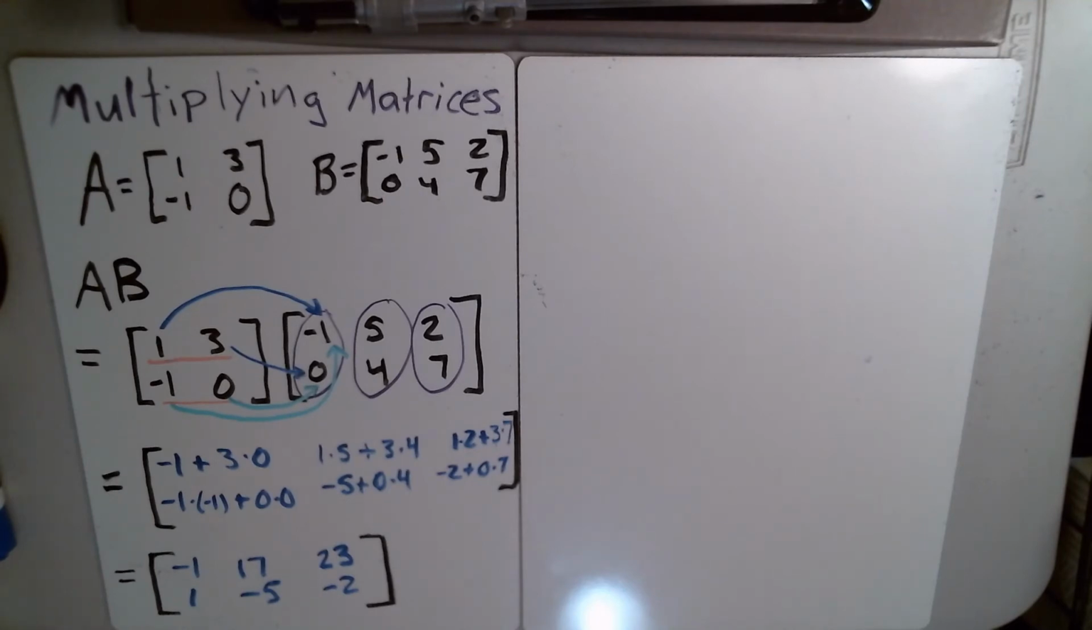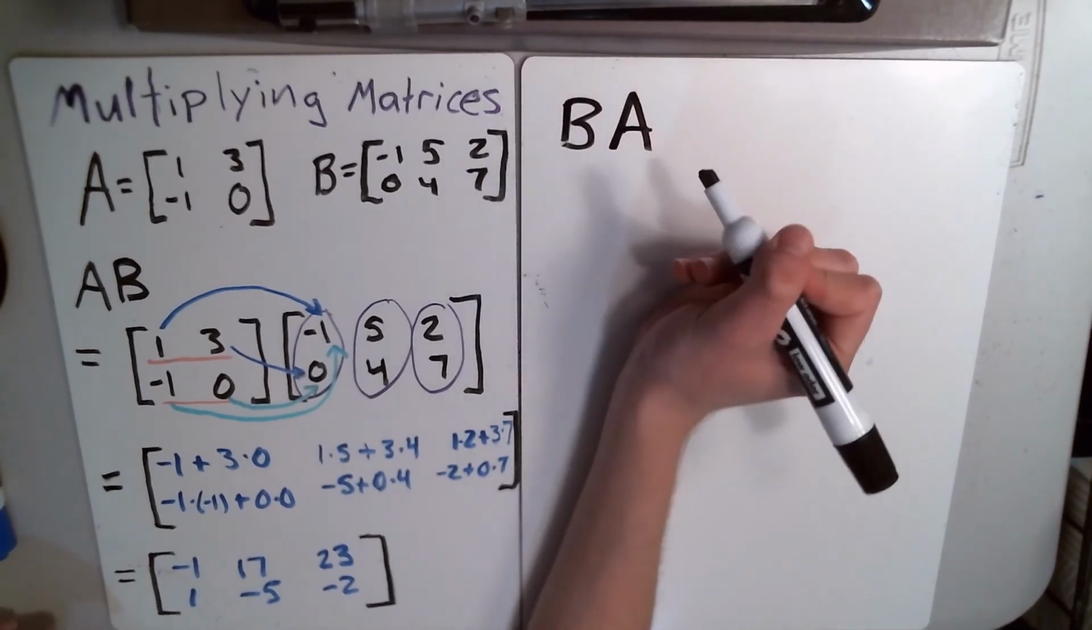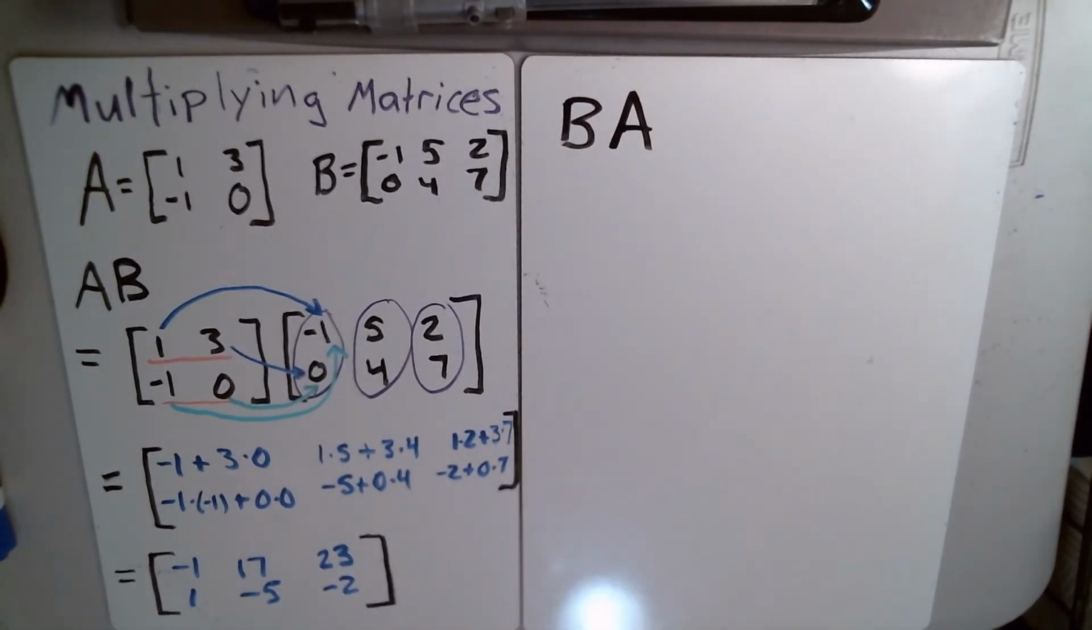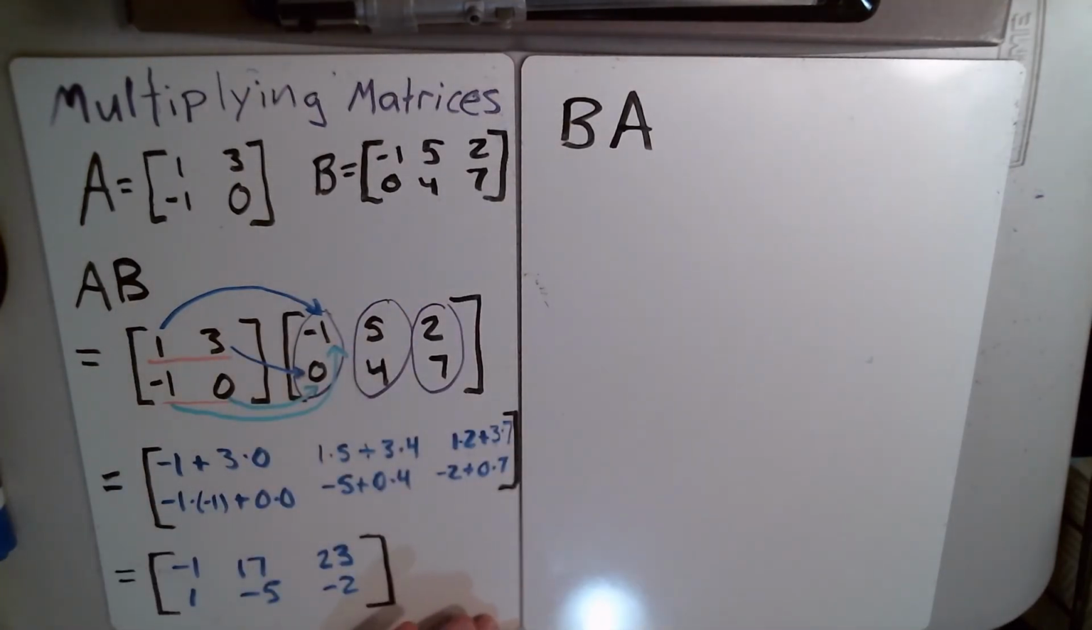To demonstrate further, this won't work for any two matrices. In order for this to work, you have to have the rows and columns line up. So to demonstrate this, let's try and do BA. Let's do B times A instead of A times B. You may think initially those two should be the same thing. Well, it turns out for matrices, they're not. And I'll show you why.